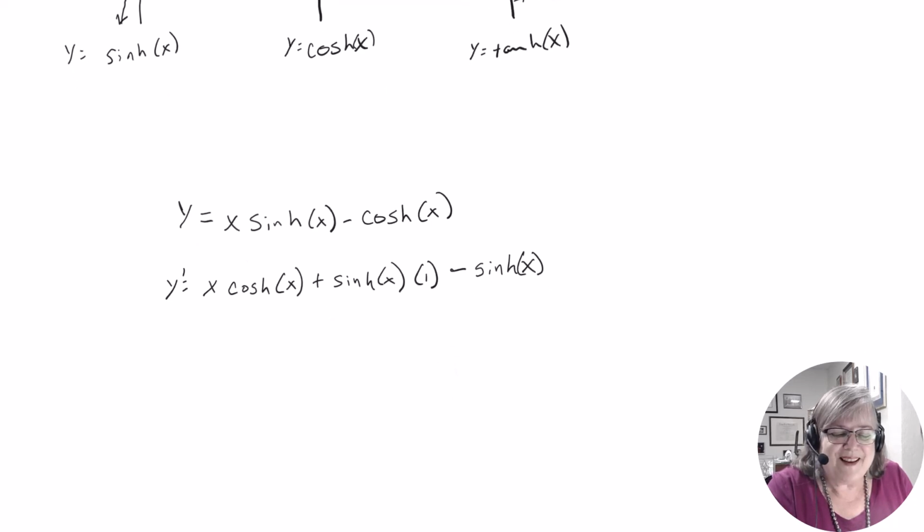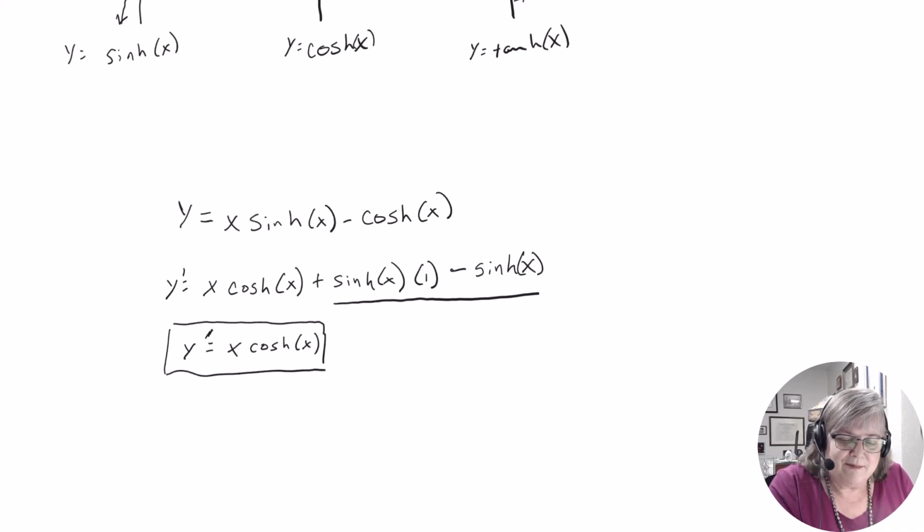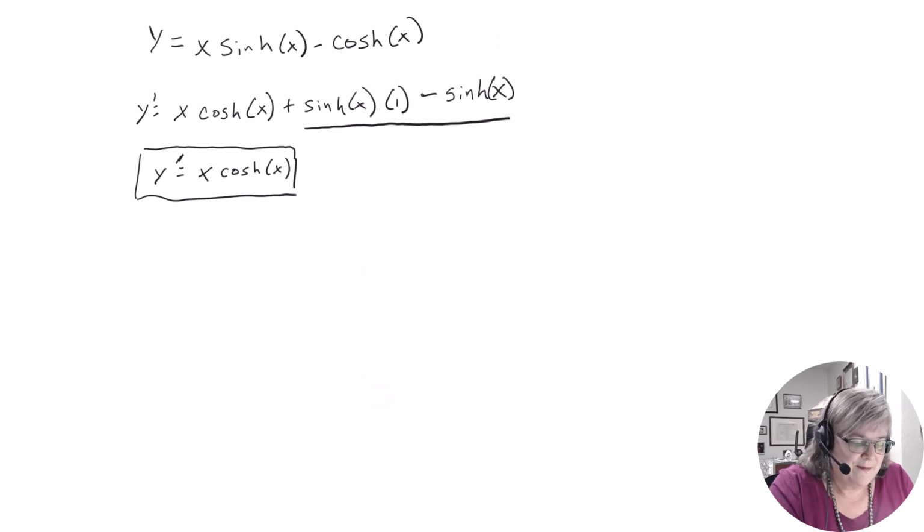All right, now, if you look, this hyperbolic sine of x times 1 is the hyperbolic sine of x, minus the hyperbolic sine of x again, which just leaves you with x times the hyperbolic cosine of x. Not too bad.